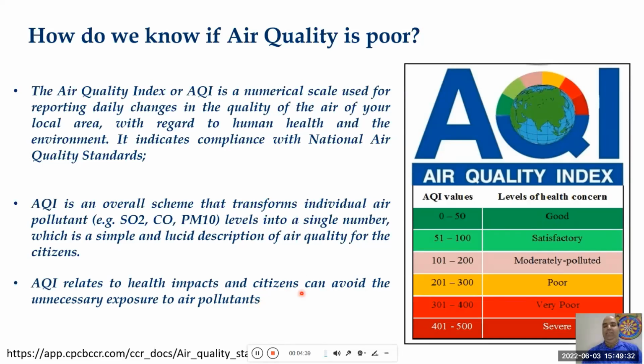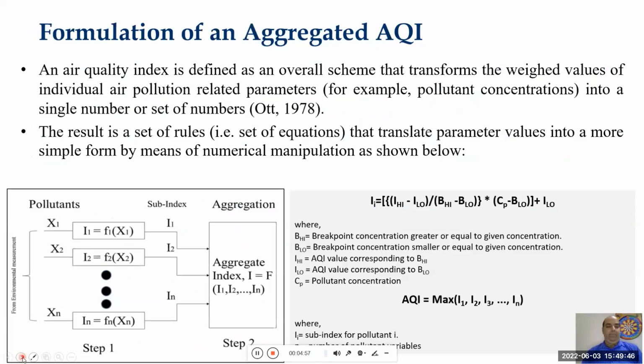From the Central Pollution Control Board and in the Gazette of India, it tells us the AQI and the index governing scales. How can we formulate or aggregate this AQI? This is a good question. The air quality index is defined by the weighted values of individual air pollution related parameters.